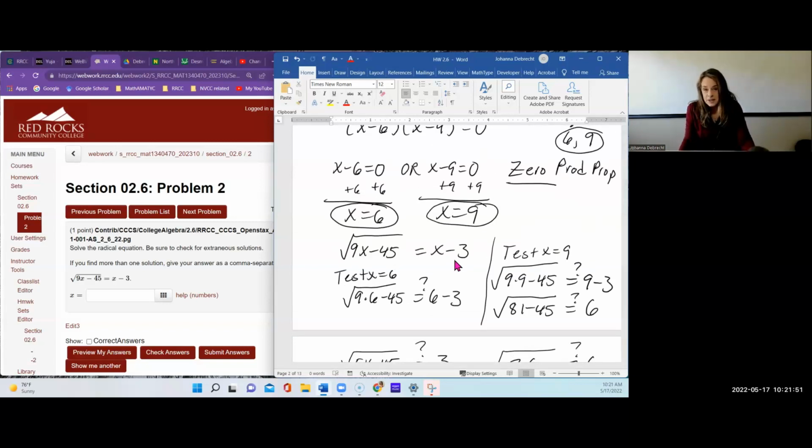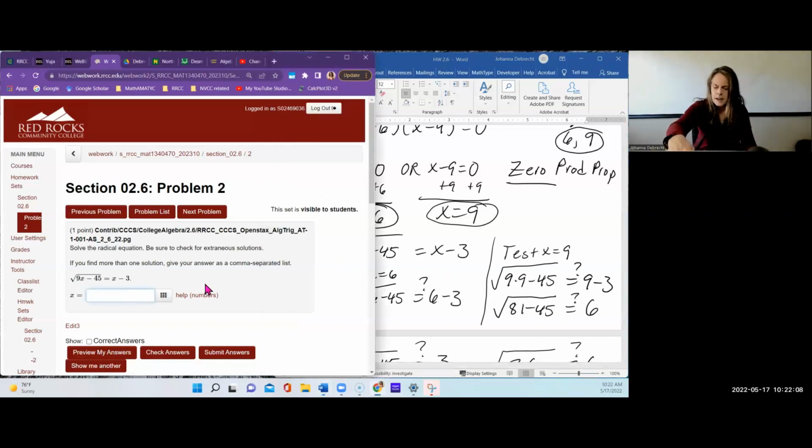Don't make the assumption that because it worked in both of the first two problems that it always works. It's often the case that when you get two possible solutions, one at least does not work. It is possible that neither works. So now we have the solution 6, 9.